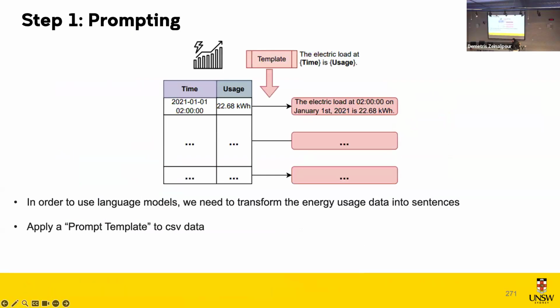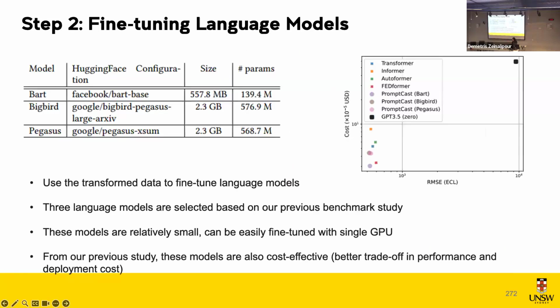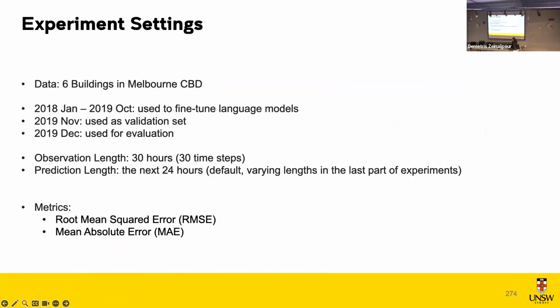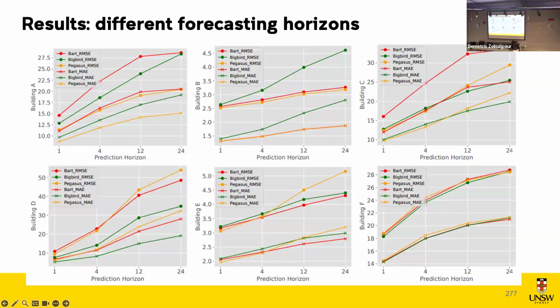For example, with energy data, you have time and usage. You can add context, for example, that it's raining. You can add whatever context you like. And you can do that autoregressively as well.